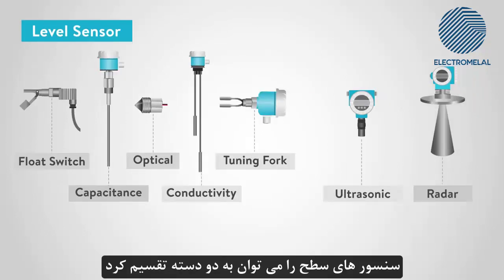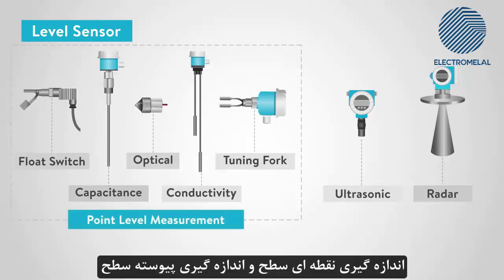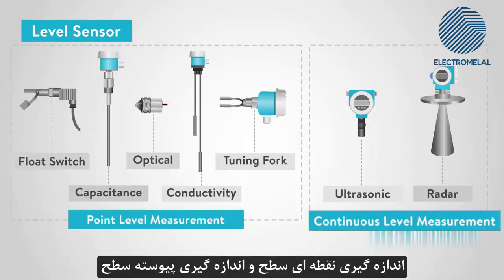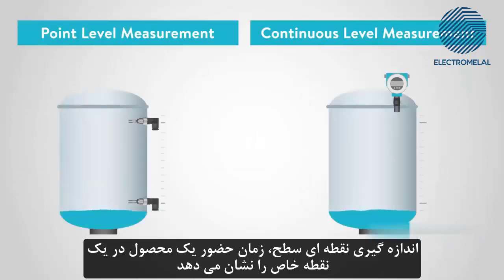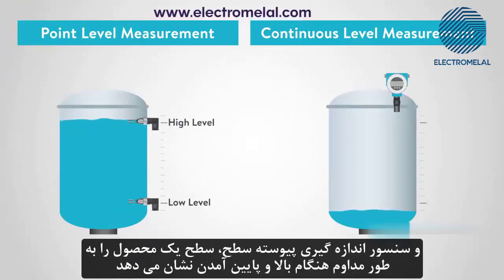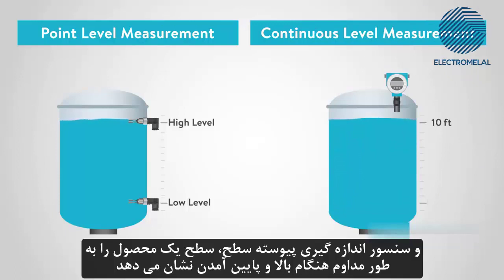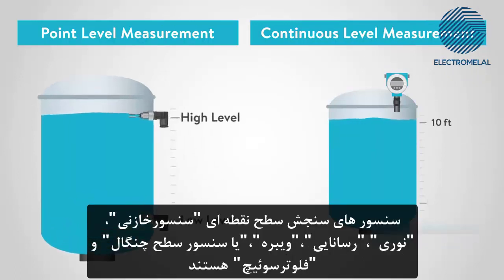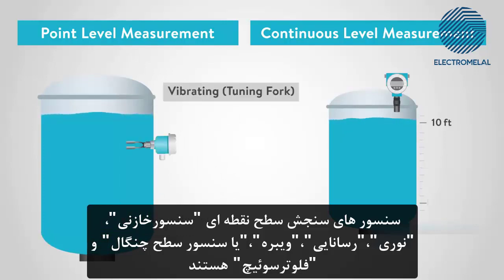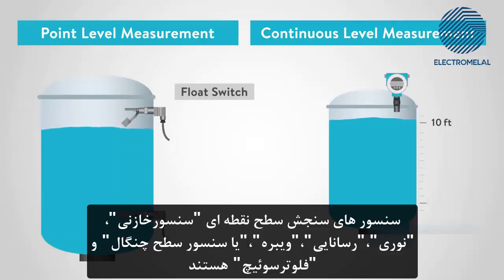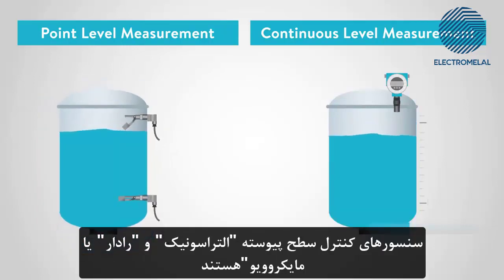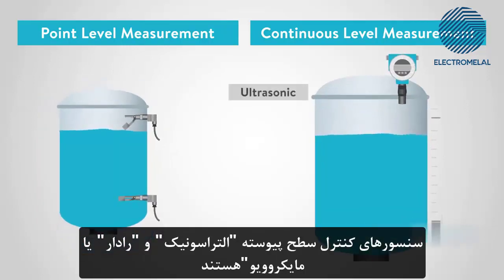Level sensors can be broken into two classifications: point level measurement and continuous level measuring. Point level measurement indicates when a product is present at a certain point, and continuous level measuring indicates the continuous level of a product as it rises and falls. The sensors for point level indication are capacitance, optical, conductivity, vibrating or tuning fork, and float switch. The sensors for continuous level measuring are ultrasonic and radar or microwave.